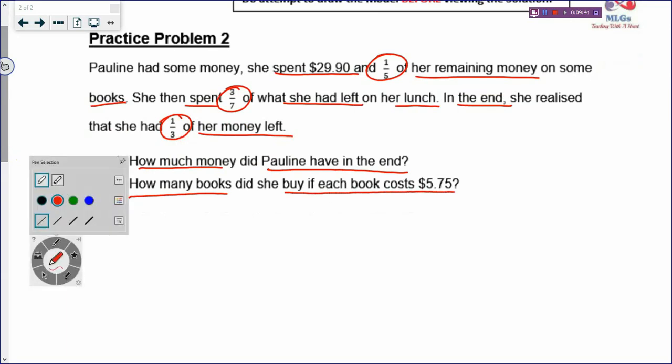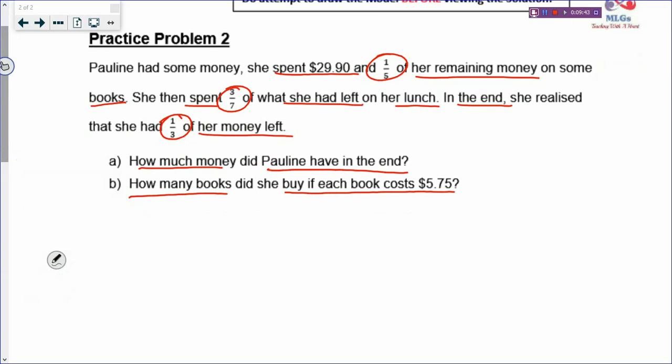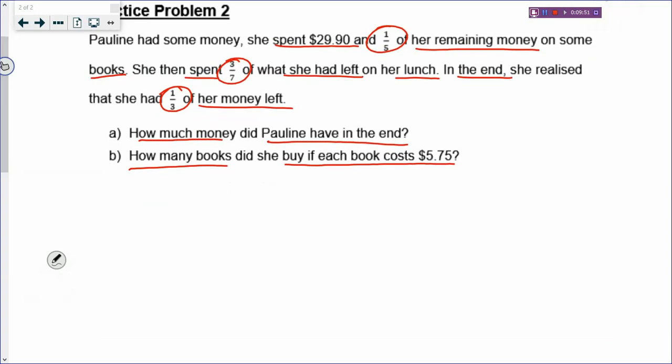So what do I do? Well, I know I can draw a model because there are fractions all over the place. Whenever you see fractions, you draw your model. So what kind of model do I want to draw? I will draw a parts whole model. Why? Because usually when there's a remainder in the problem, I will think of a parts whole model.